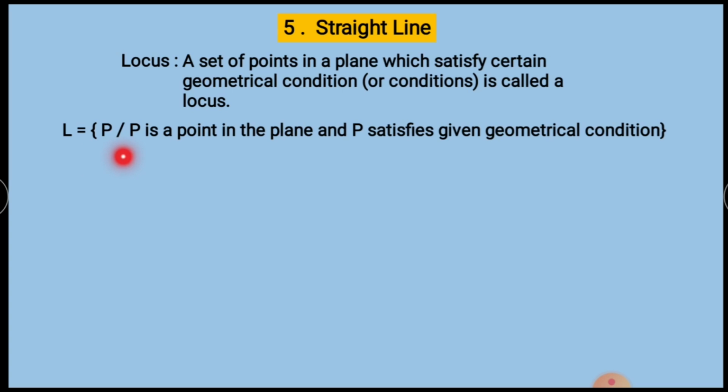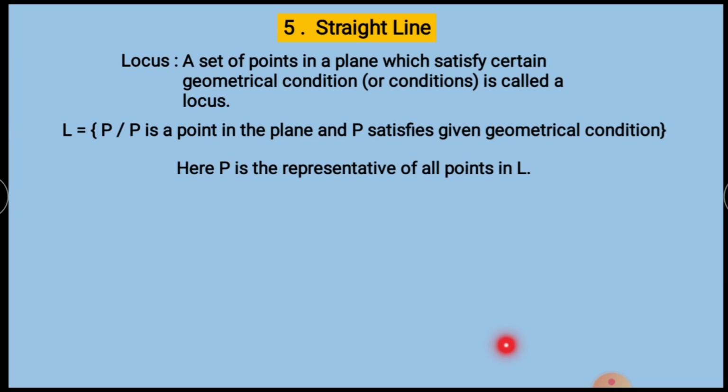Here we consider that point as P. So we write here L is the set of point P such that P is a point in plane and P satisfies given geometrical condition. So see here, this point P is called a representative of all points in L. So for this set L, or we can say for the locus L, P is the representative of all points in set L. L is called the locus of point P.